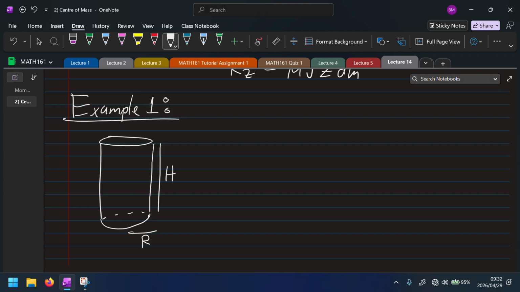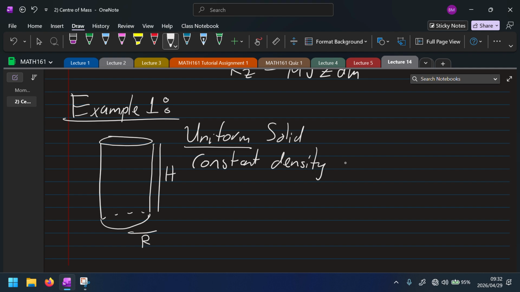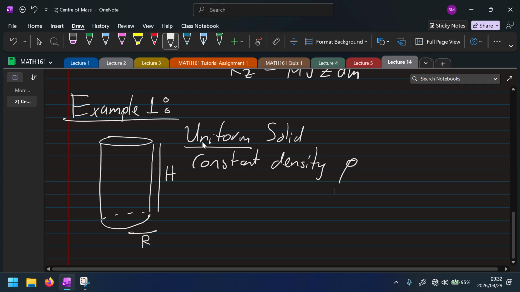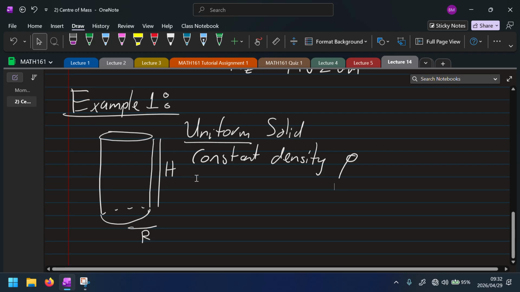Now for this simple example, we're going to say that this is a uniform solid. So the density is constant throughout. Just to make it a little bit easier. So this is a uniform solid, so it has a constant density. So rho xyz is just some number rho. A uniform solid.